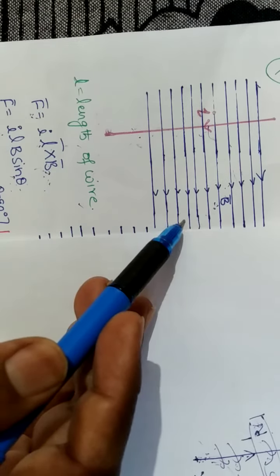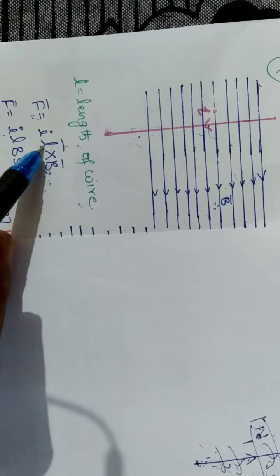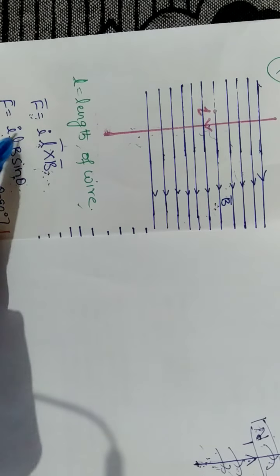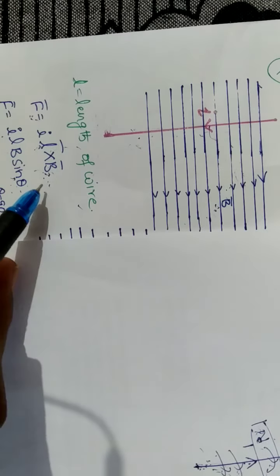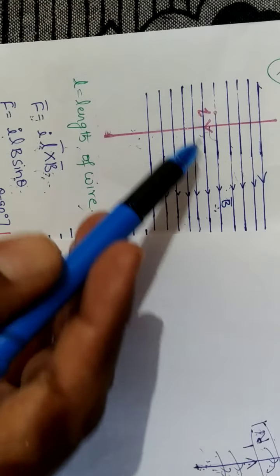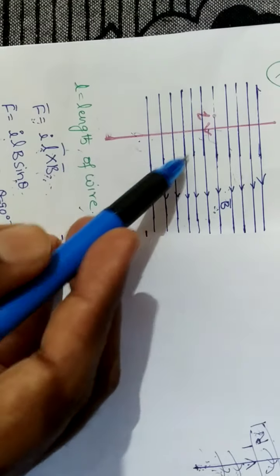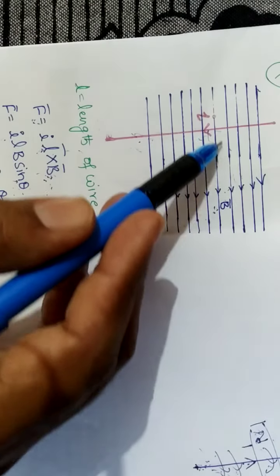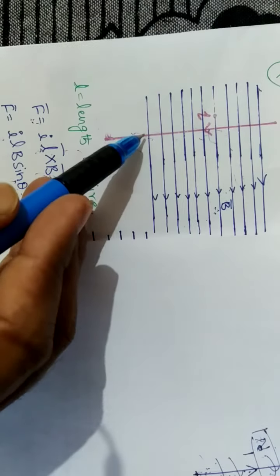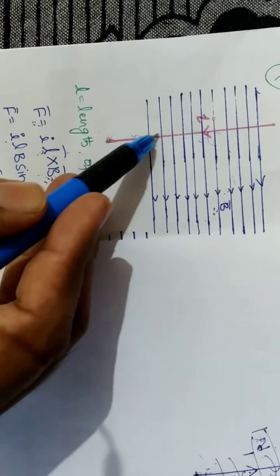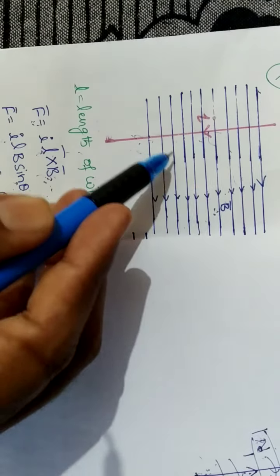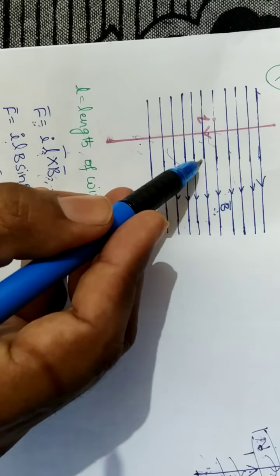In the screw rule, we rotate the first vector towards the second vector. The first vector is L bar, the second vector is B bar. L bar is taken along the current direction and it is vertically downwards. B bar is horizontal. Now when you rotate the first vector L bar towards B bar, it rotates like this.